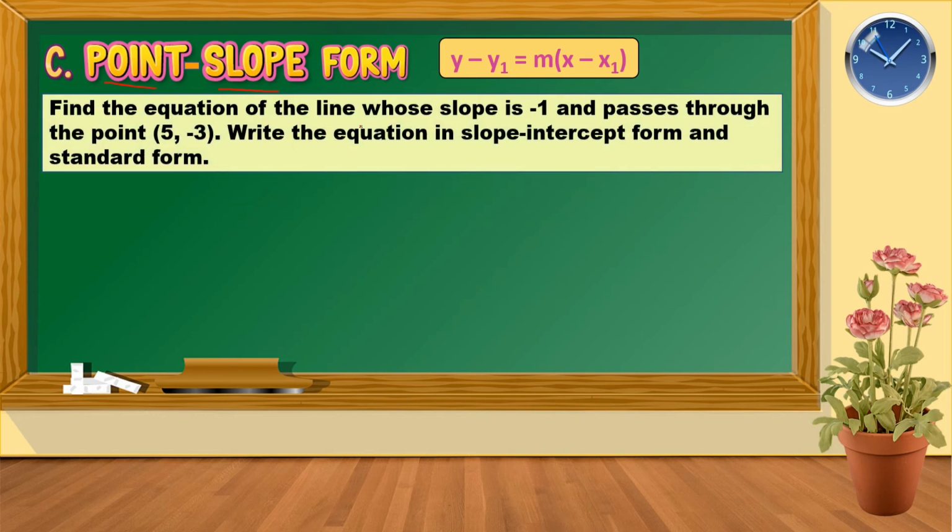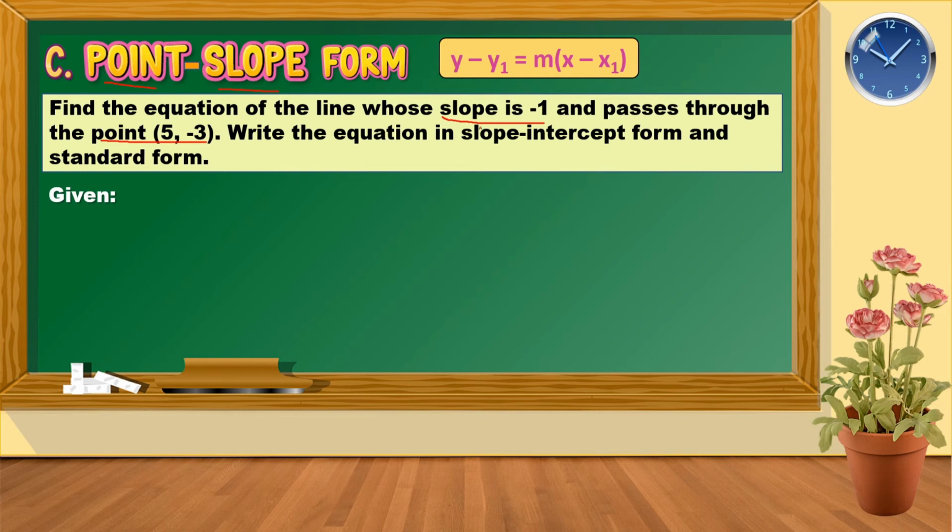Okay. Dalawa nga ba? So, let's check this problem. Find the equation of the line whose slope is negative 1 and passes through the point 5, negative 3. Write the equation in slope-intercept form and standard form. So, dalawa ulit ang hinihingi sa atin. And where are the given? So, may given tayo na yung slope na negative 1 and a point which is 5, negative 3.